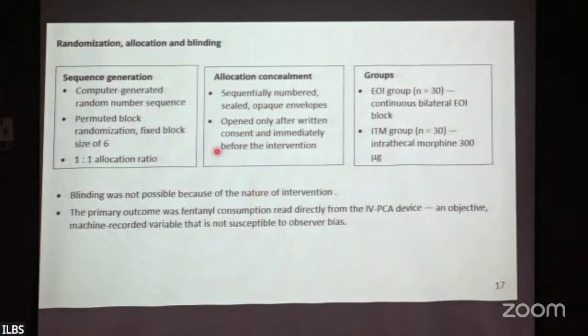Randomization. A computer-generated random sequence number was used with a block randomization method and a block size of 6. A 1:1 allocation ratio was followed. Allocation concealment was done using the SNOSE technique, opened only after written consent and immediately before the intervention. Groups. Total study population was 60, and 30 donors were allocated to each group. Blinding was not possible because of the nature of the intervention. However, the primary outcome was fentanyl consumption, which was read directly from the IV PCA device. It is an objective, machine-recorded variable that is not susceptible to observer bias.